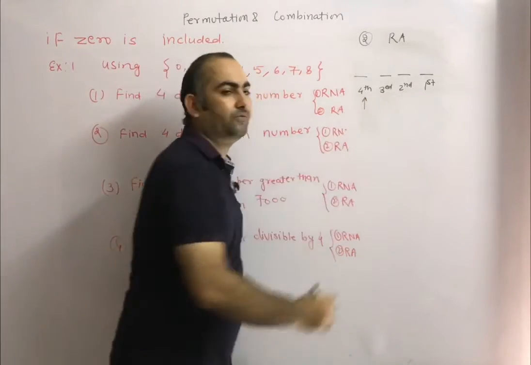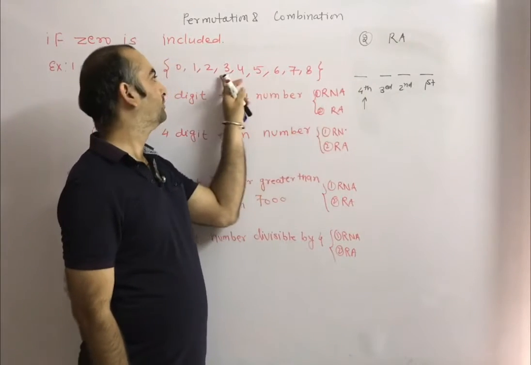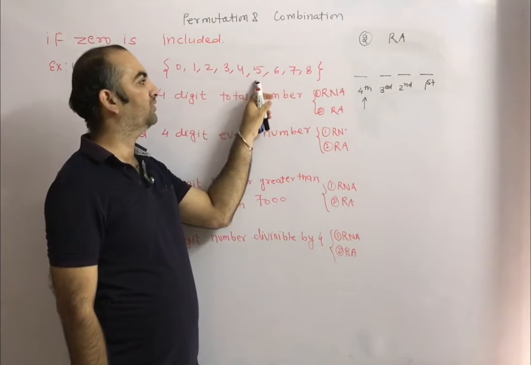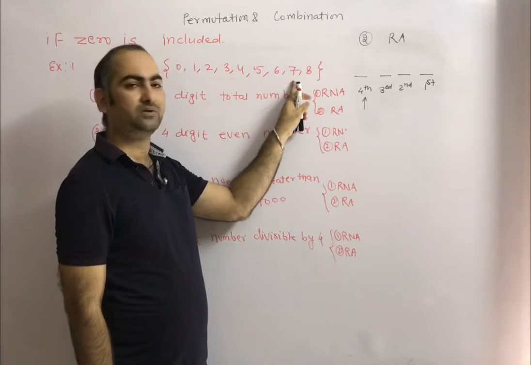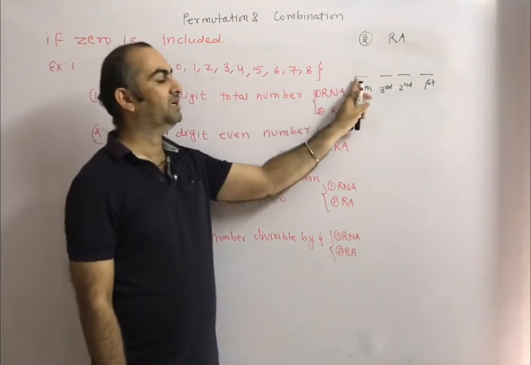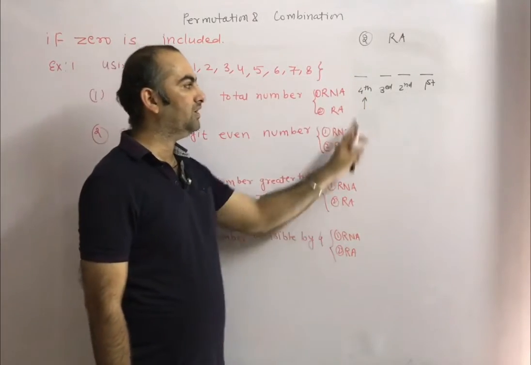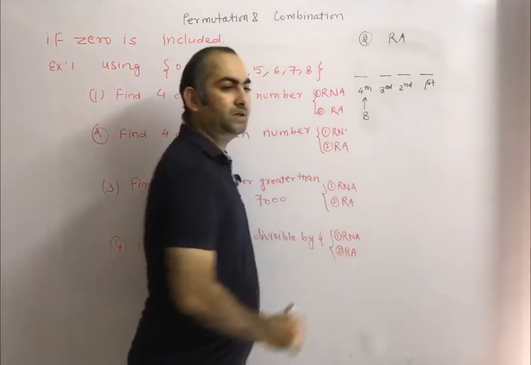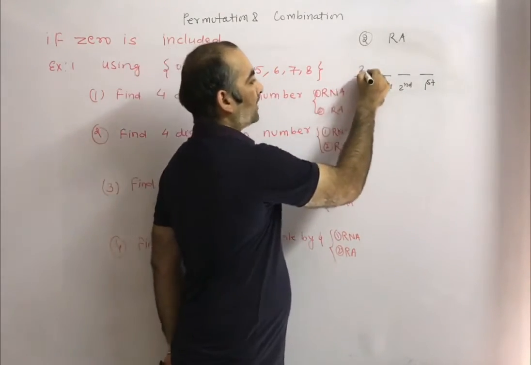Now at the fourth place we can put what? 1, we can put 2 also, we can put 3 also, we can put 4 also, we can put 5 also, we can put 6 also, we can put 7 also, we can put 8 also, correct? That means out of 9 digits we can put 8 digits here. So for filling the fourth place how many choices do we have? 8 choices, correct?